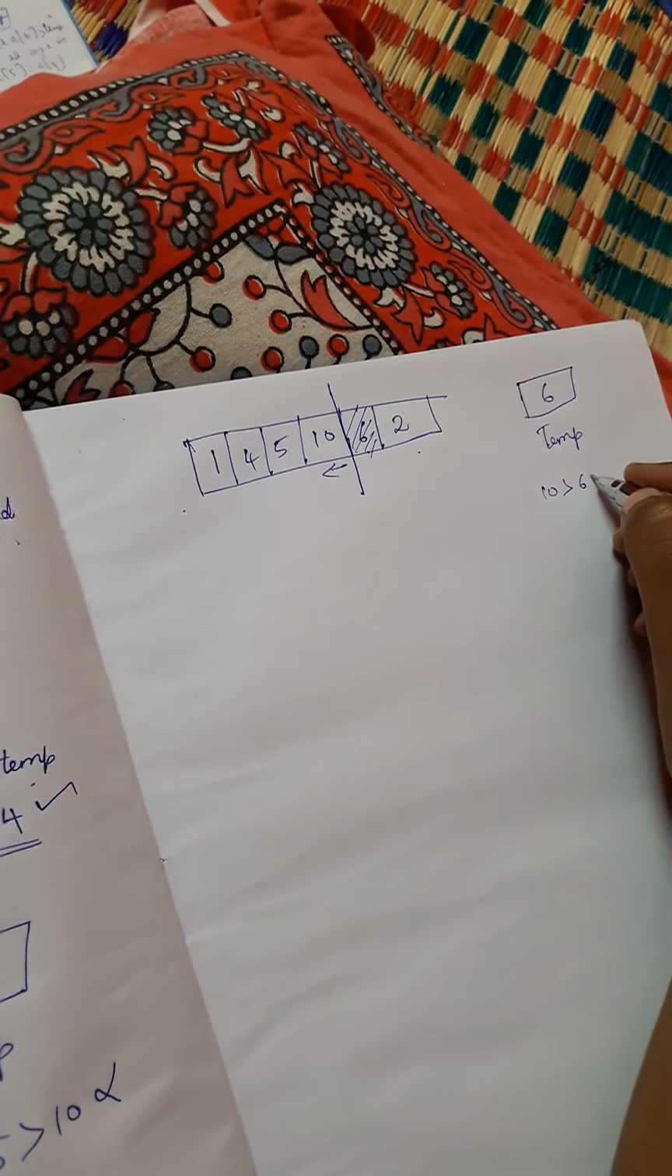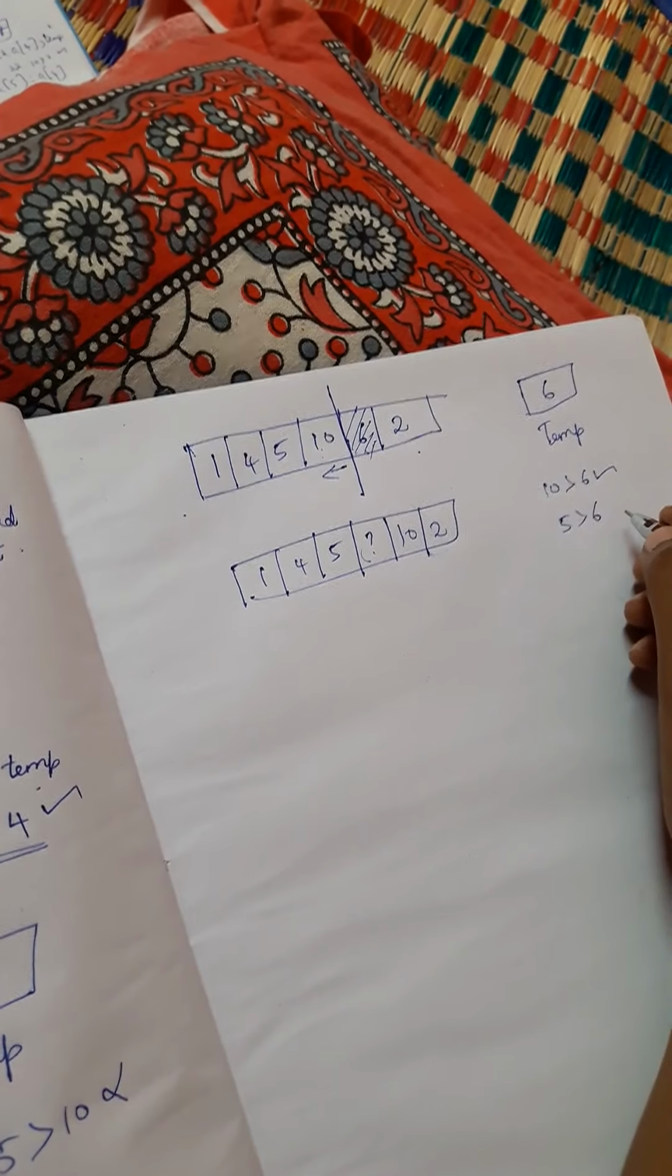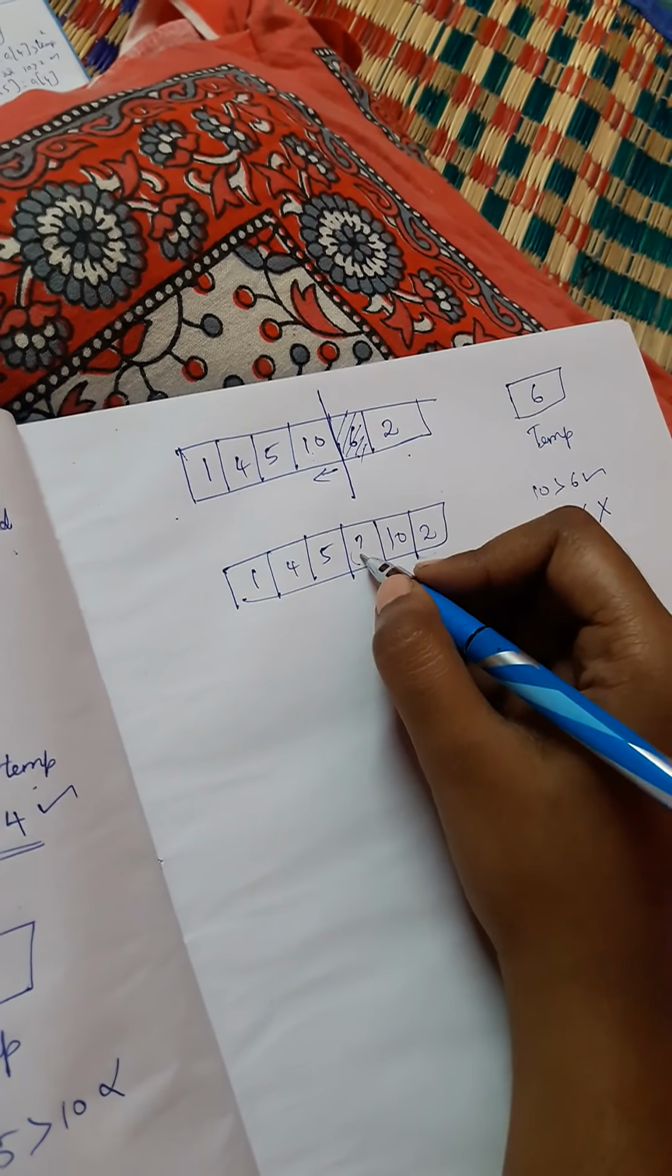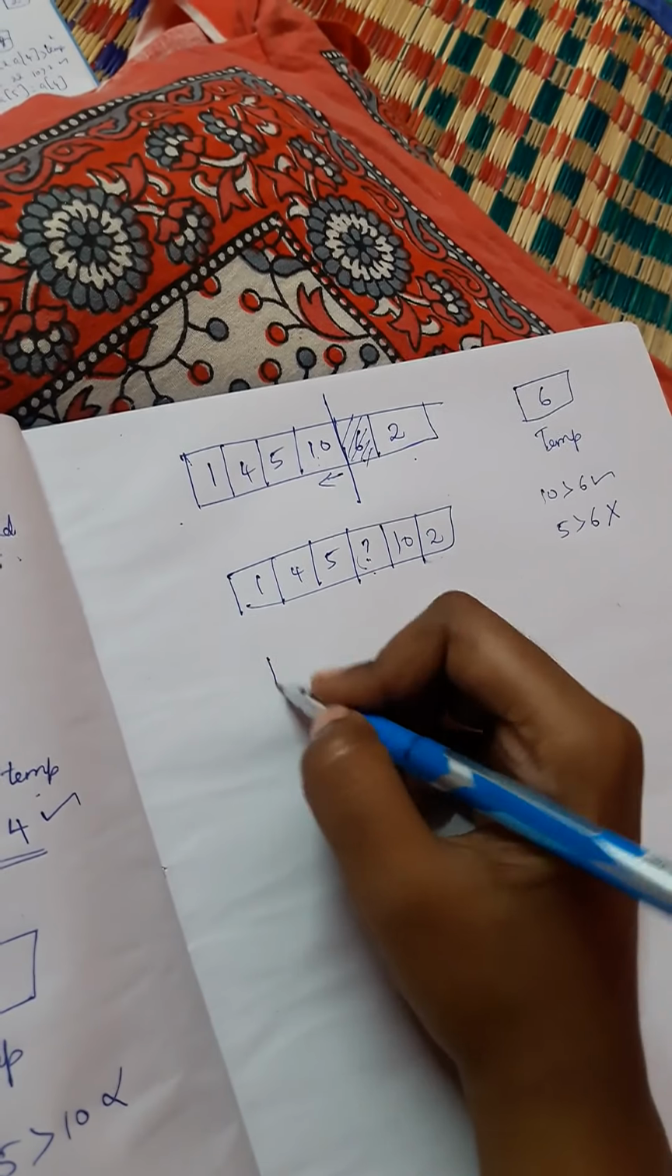So what will happen? 1, 4, 5. Then 10 is moving one step forward, which means at this position we have an empty value, then 10 and 2. One step forward it has been moved. Again I am going to compare 5 greater than 6. Is this condition true? No, this condition fails. So at this location I will put 6.